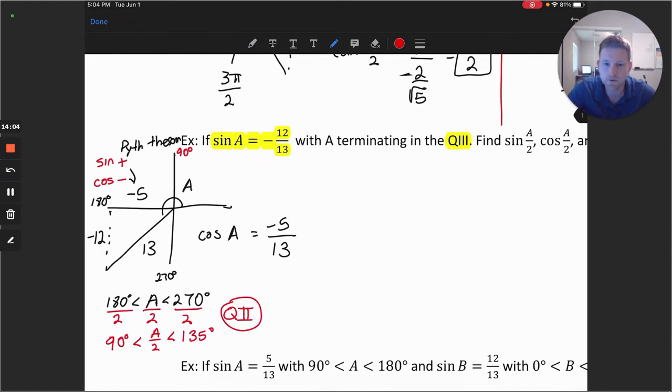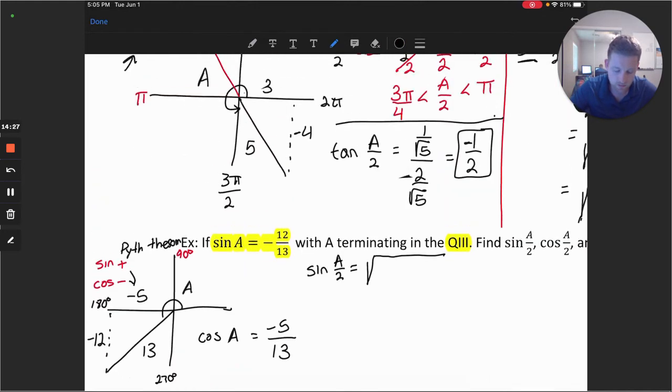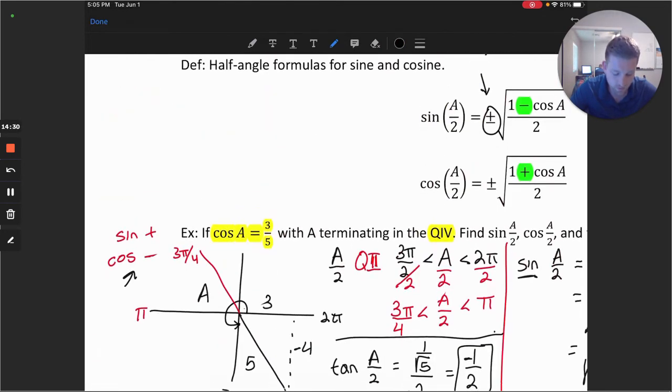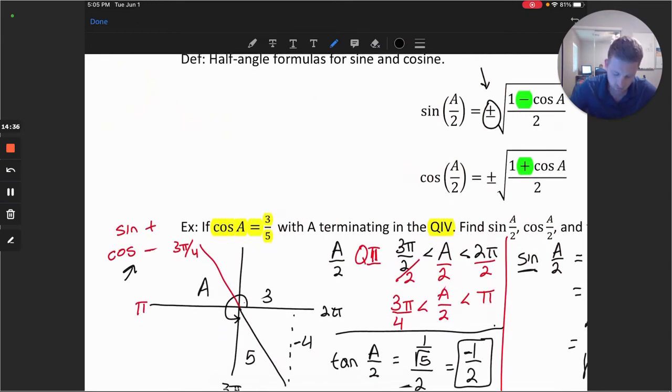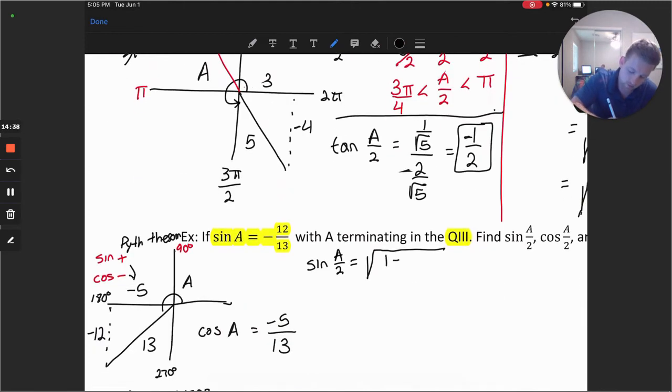So let's consider first finding our sine of A over 2. The sine of A over 2, again, we know that this is going to be a positive result, so we'll have the square root of, in our formula, again, we're going to be using the sine formula, so that's the square root of 1 minus cosine of A divided by 2. So 1 minus cosine of A, all over 2.